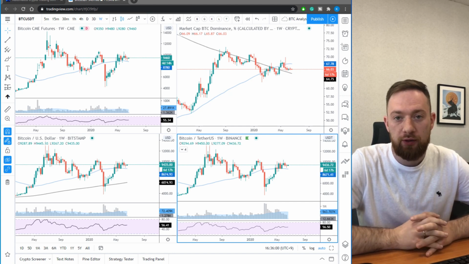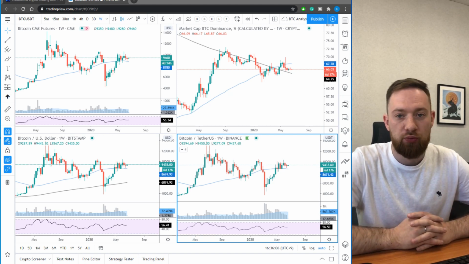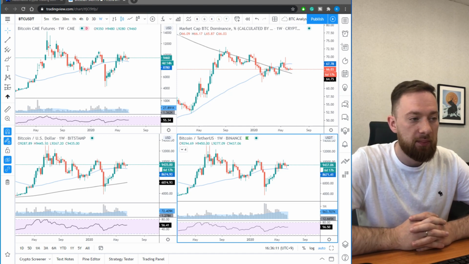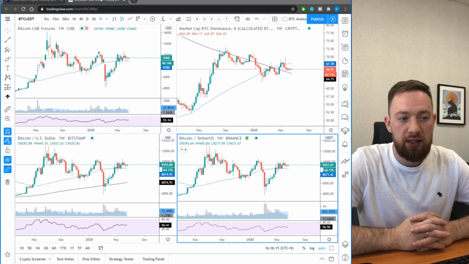As usual, in front of you can see 4 different charts and they're all related to Bitcoin. The one on the top left is the BTC Futures, the one on the top right shows the BTC Dominance, the one on the bottom left is the Bitstamp exchange showing BTC USDT pair, and the one on the bottom right is the Binance exchange showing exactly the same.